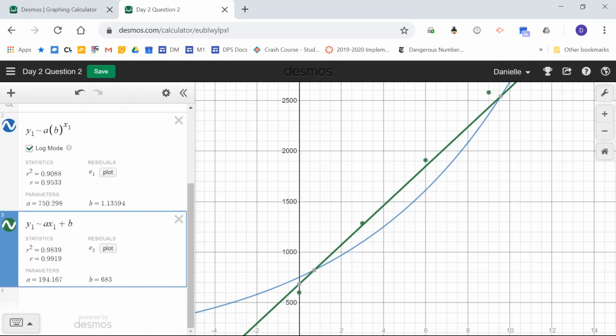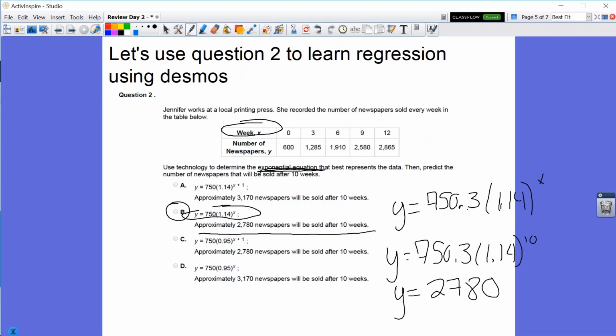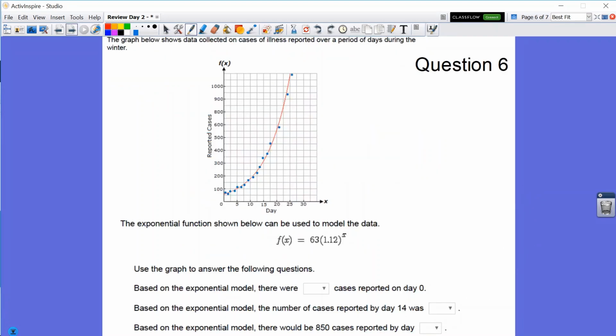All right. I know that was a lot, so if you have questions on the Desmos part of it, please feel free to ask those in the collaboration document, and I will do my best to try to answer those, and hopefully your classmates can help you out as well.